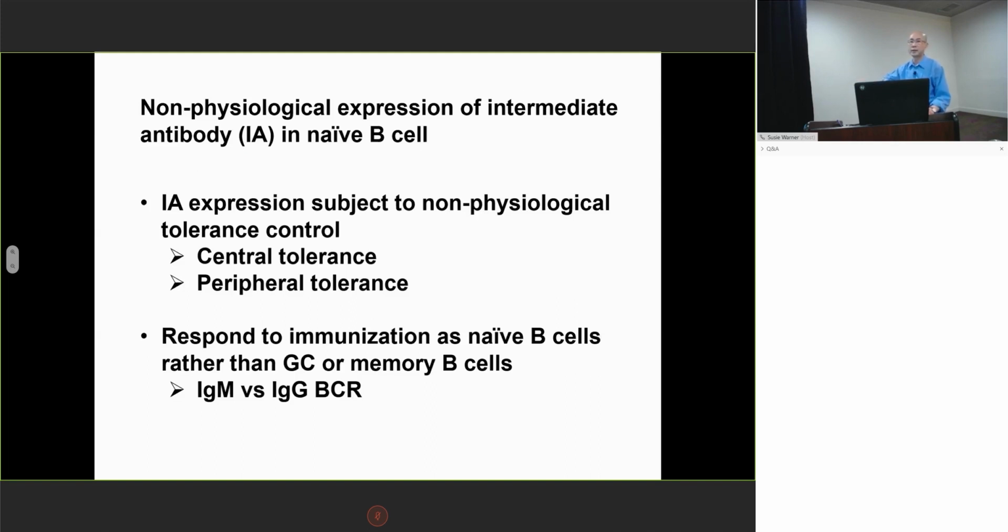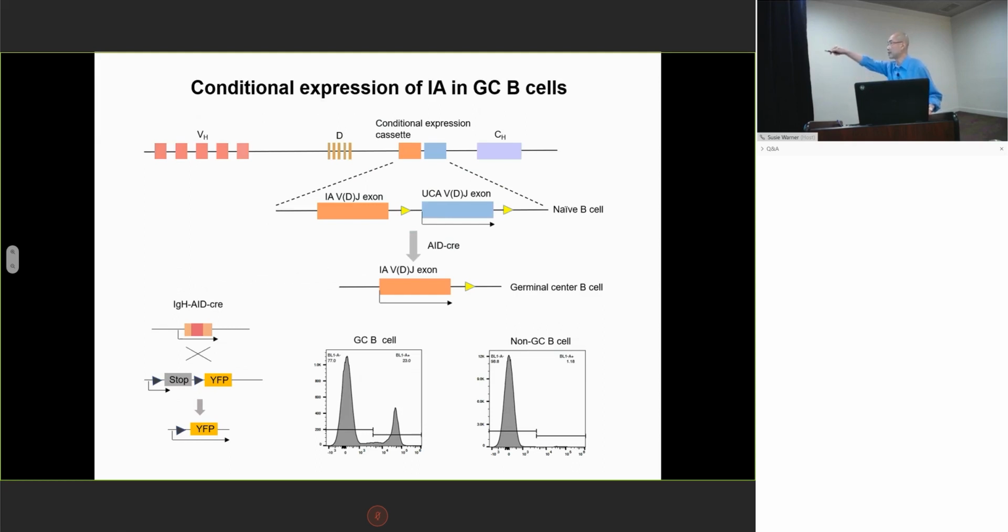And also, even if they get through to the mature B cell, they're expressed as naive B cells. Normally, intermediates are not expressed in naive B cells. They respond as germinal center or memory B cells. Memory B cells don't respond the same way as naive B cells. To solve that problem, we're adapting, again, the conditional expression strategy to express intermediate antibodies in germinal center B cells or memory B cells. So it's the same conditional cassette, except we couple it with AID Cre, which is expressed during B cell activation.